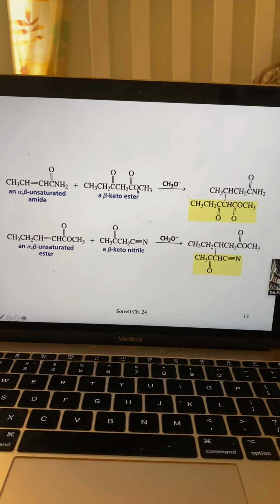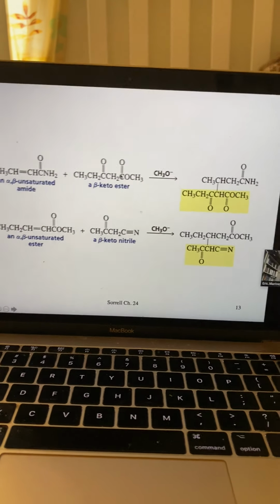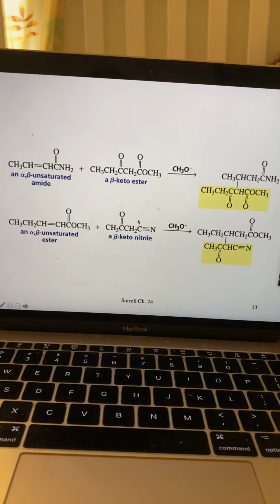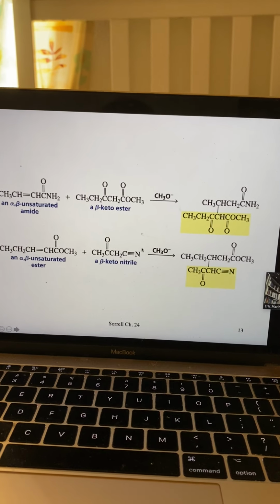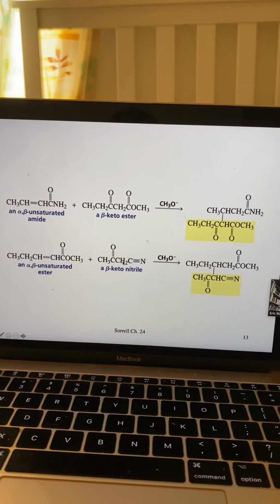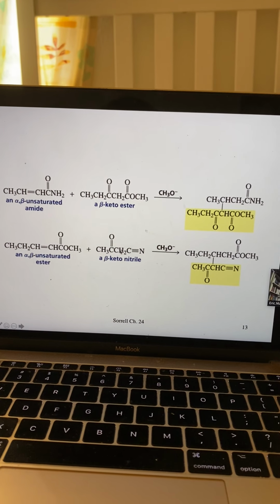These are systems that have activated systems. So notice this is an ester and a ketone. Here I have a cyano and a carbonyl. Can you recognize that this is the most acidic proton? And because this is the most acidic proton, this is going to form the enolate.